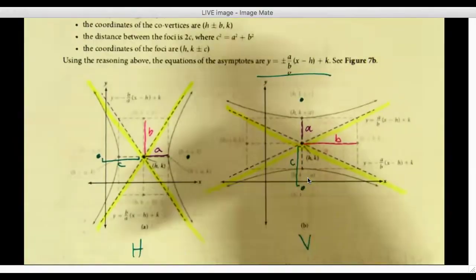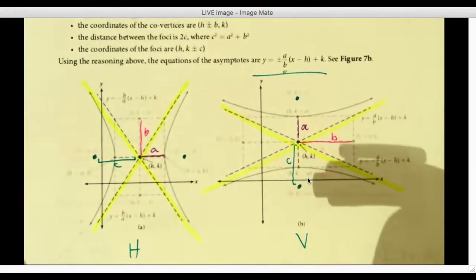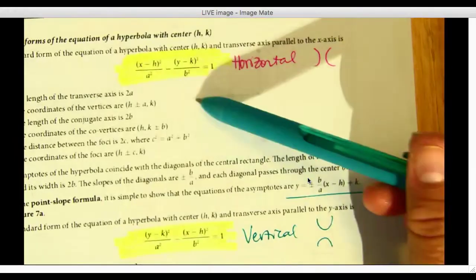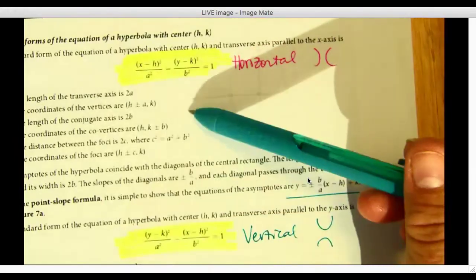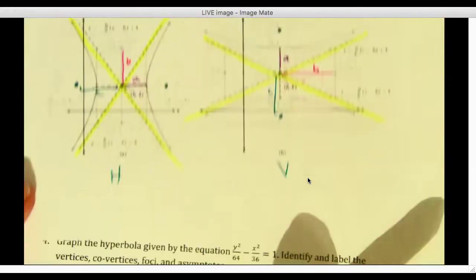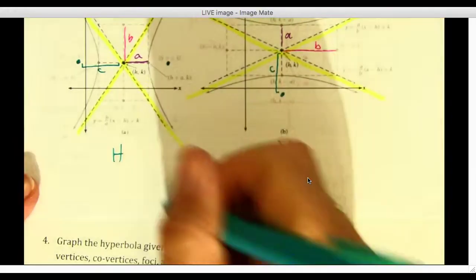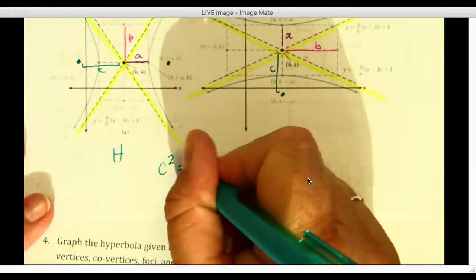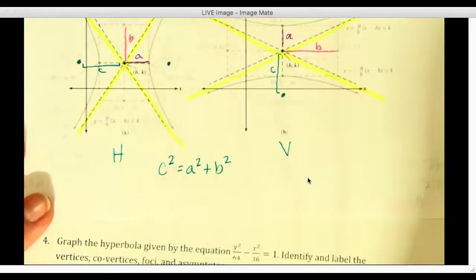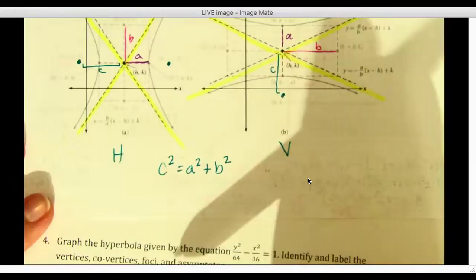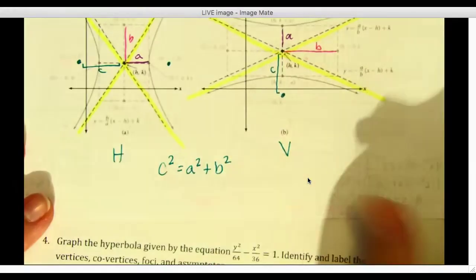So the only thing you should really need to memorize is these two equations here for the hyperbola, vertical and horizontal. And then the other thing that you will need is the equation for finding the foci. So c squared is equal to a squared plus b squared with the hyperbola. So different from the ellipse where it was a minus sign, for the hyperbola it's a plus sign.